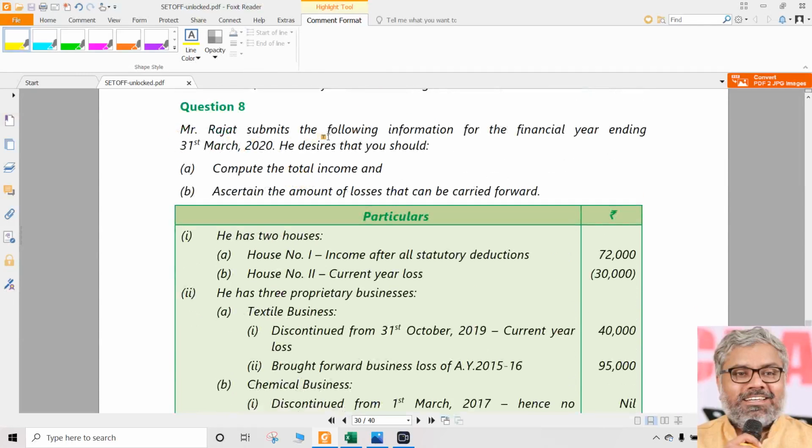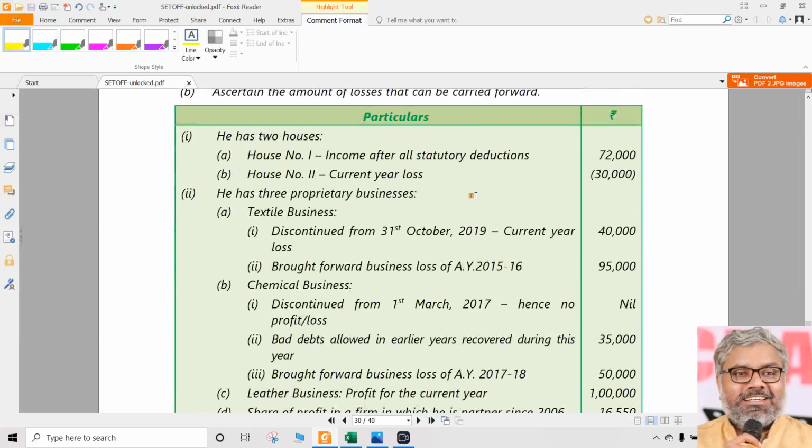Now look at this question number 8. Read it carefully. Rajat submits the following information and he wants us to compute the total income and also compute the losses which can be carried forward. He has 2 houses. House number 1, income is 72,000. House number 2, current year loss is 30,000. Can these two be set off? Absolutely yes. There is a provision for inter-source adjustment or intra-head adjustment. Both can be set off without any problem.